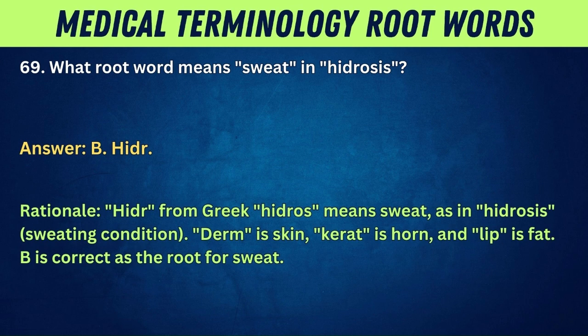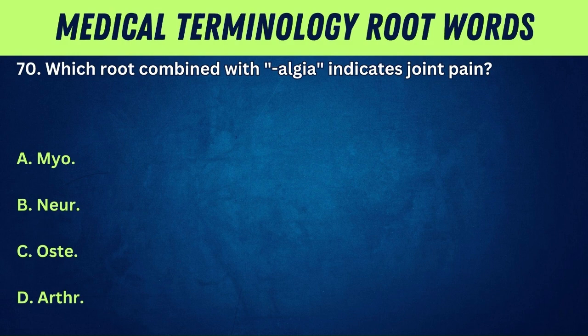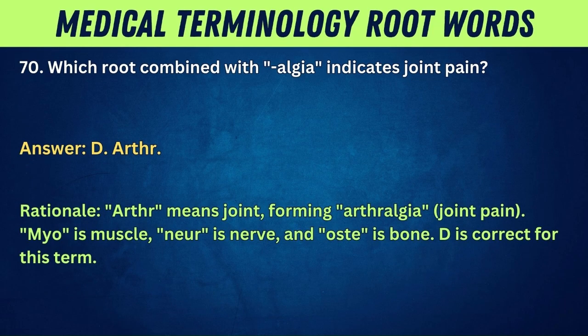Carat is horn, and lip is fat. B is correct as the root for sweat. 70. Which root combined with algia indicates joint pain? A. Myo. B. Nor. C. Ost. D. Arthr. Answer: D.